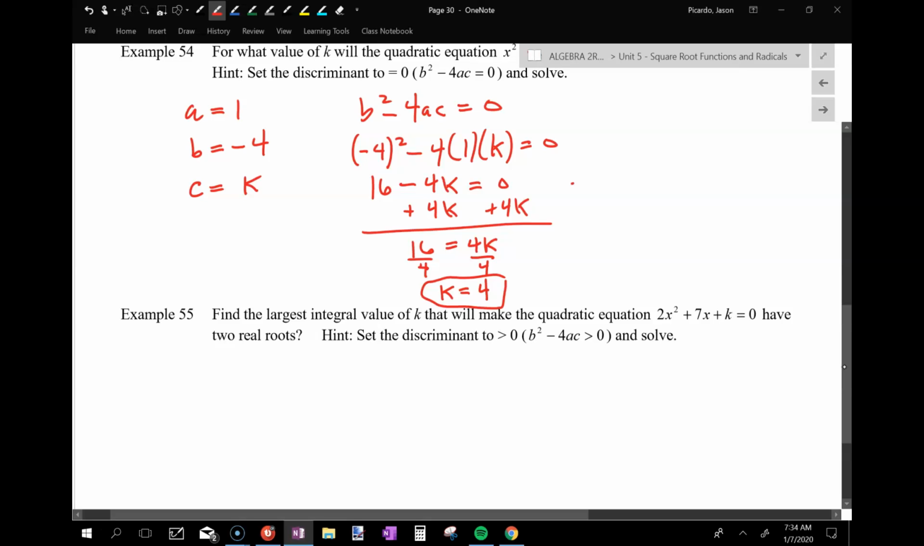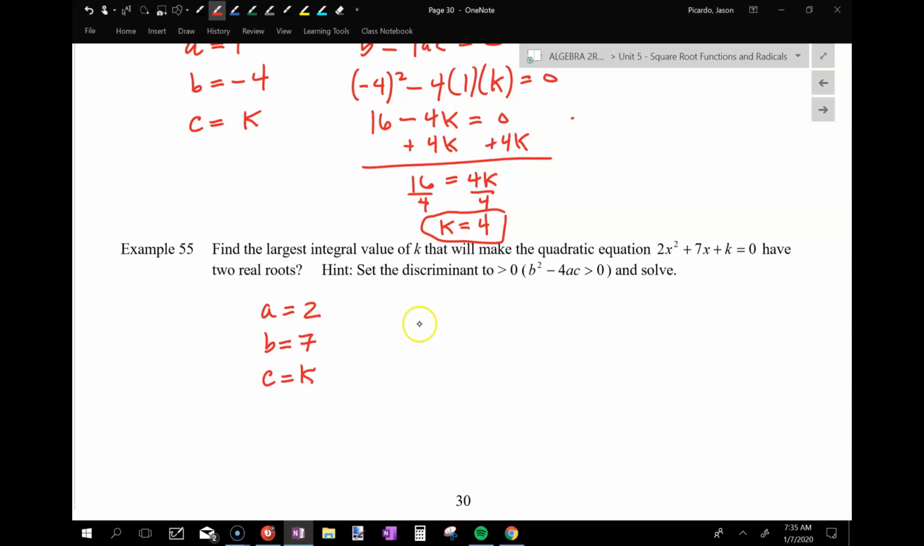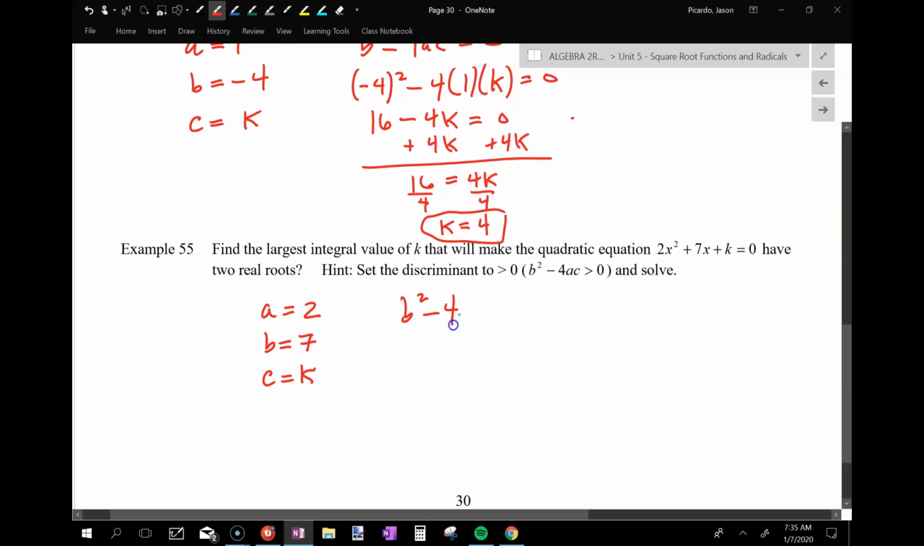Did I specify that the roots need to be real? I'm sorry, rational or irrational? No, they just have to be real, which means positive discriminant. All right, so we've got to find the largest integer so that I have two real roots. A is 2, B is 7, C is k. And to have two real roots, my discriminant needs to be greater than 0.